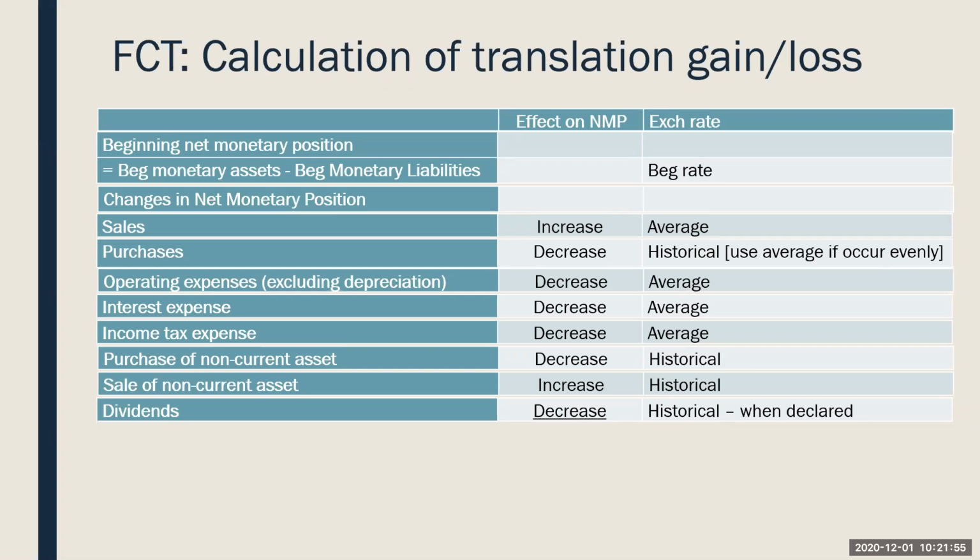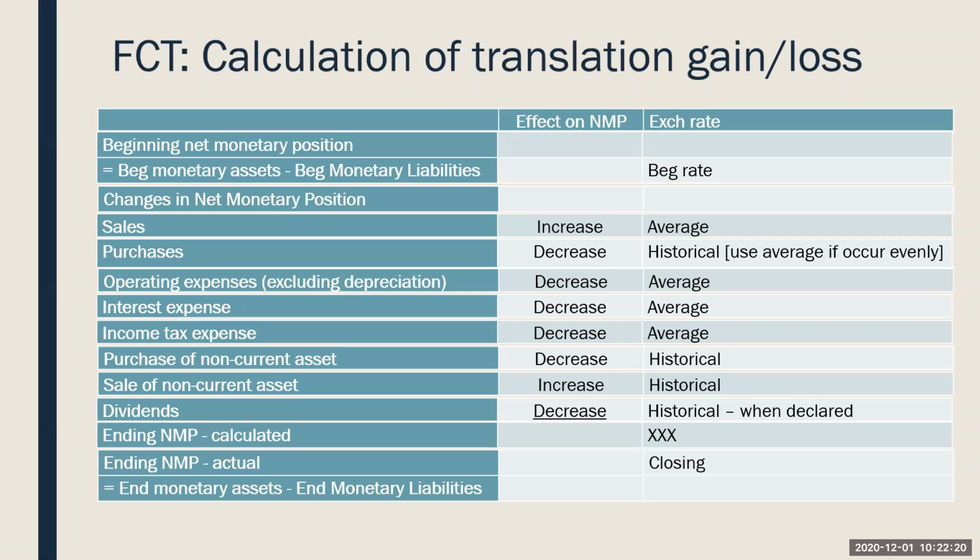Adding up the changes to the net monetary position to the beginning monetary assets, we get the ending net monetary position. That ending net monetary position, using the translated amounts, gives us a calculated number for the ending net monetary position. We compare that calculated amount to the actual ending net monetary position, which is translated using the closing rate, the rate at the end of the fiscal year.